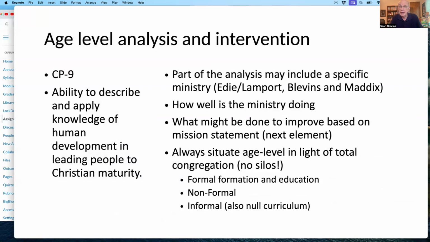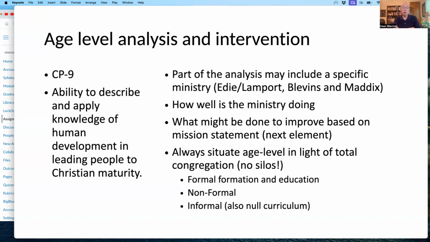So CP6 is just basically, can you demonstrate an ability to apply knowledge of human development and leading people to Christian maturity? And so part of the analysis may include a specific ministry, a children's ministry or youth ministry or adult discipleship. Yeah, it can include that. I would just say don't reduce it to that. But you may want to ask, how well is that ministry doing?